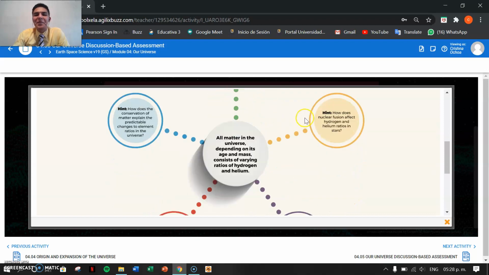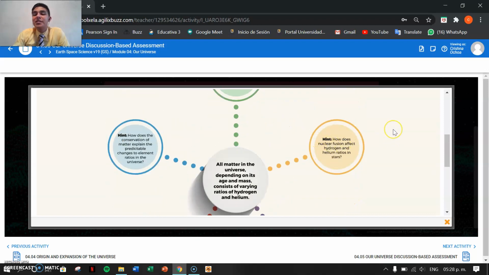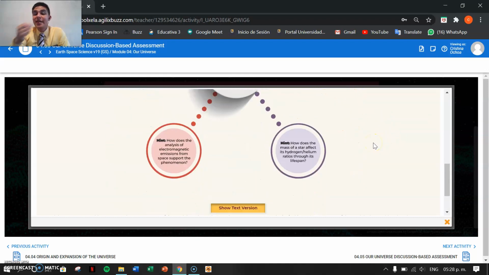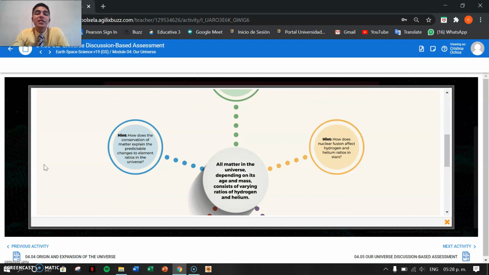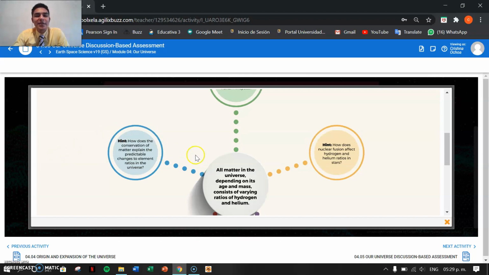That's pretty interesting. We already have: how does nuclear fusion affect hydrogen and helium radius in stars? All right, we have: how does the mass of a star affect its hydrogen or helium radius through its lifespan? We have: how does the analysis of electromagnetic emissions from space support the phenomenon? And lastly, we have: how does the conservation of matter explain the predictable changes to element radius in the universe?